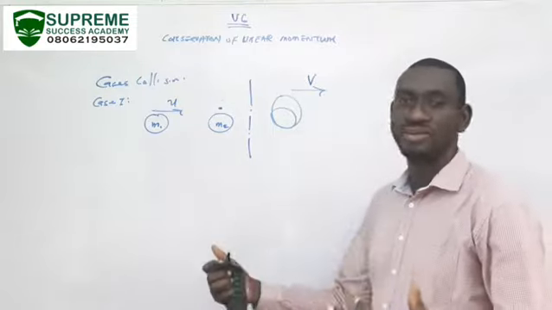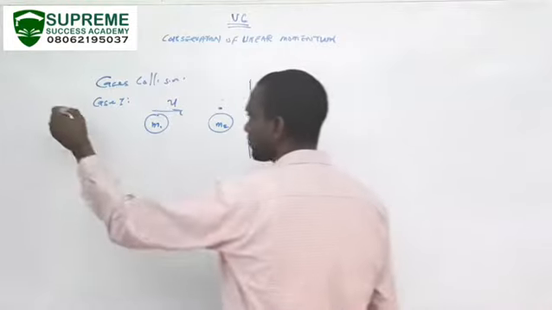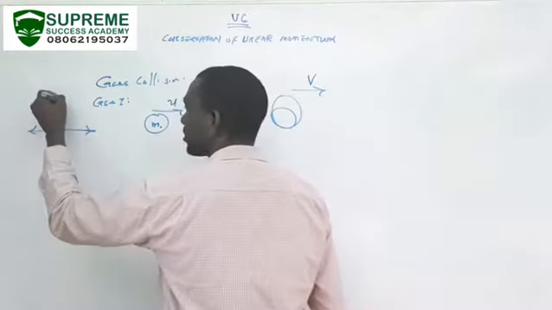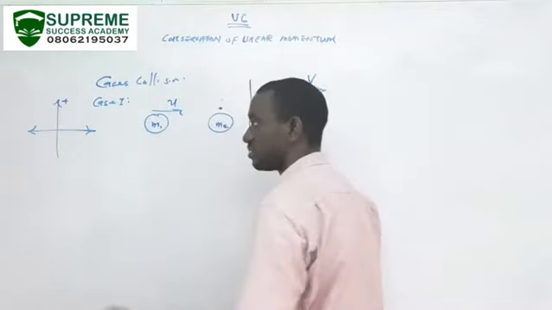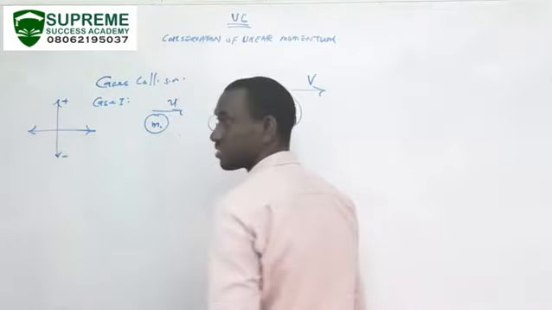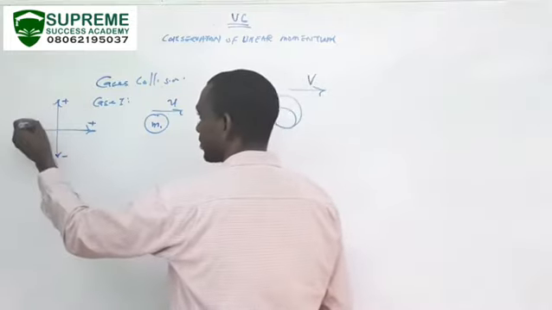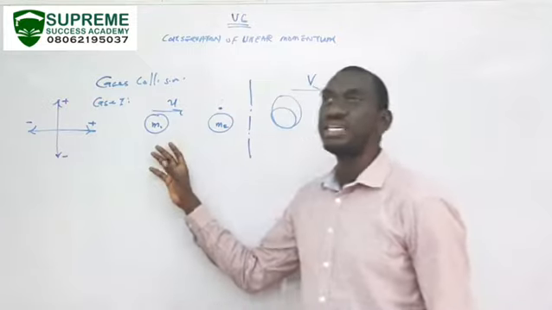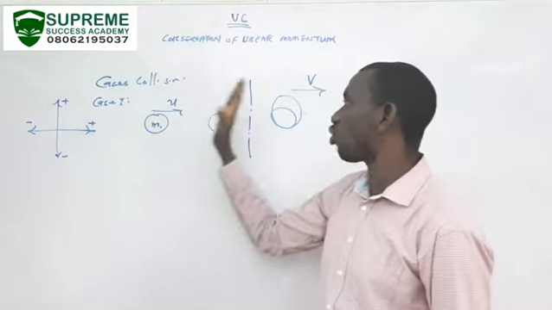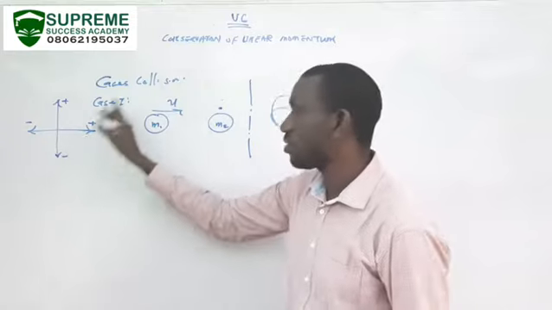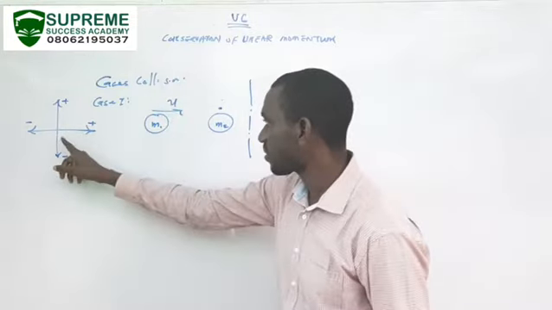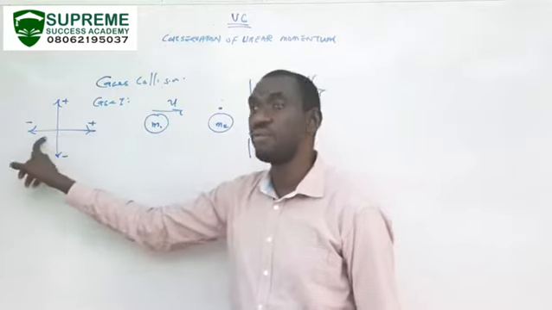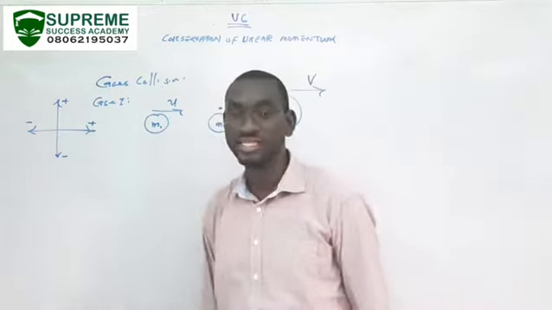For you to be able to address these questions properly, don't forget your Cartesian coordinate. If this is your y-axis, this axis is positive, then this axis is negative. This axis is positive, this axis is negative. So please, for this case, any movement towards your right, you call it positive. And any movement towards your left, you call it negative.